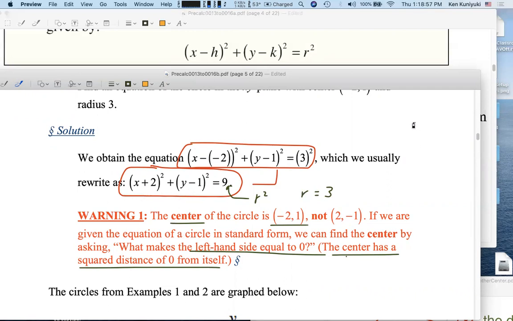Remember, folks, the center of a circle is not itself a point on the circle. So the center will make the left-hand side equal to 0, not 9, or r squared. The center of a circle is not technically a point on the circle, but we often like to indicate the center when we're drawing a circle.